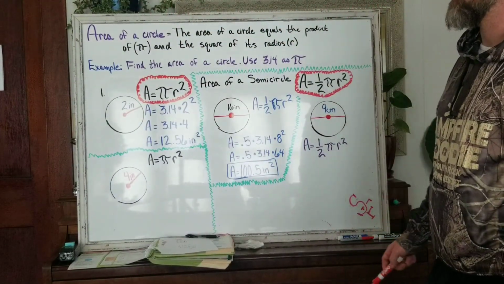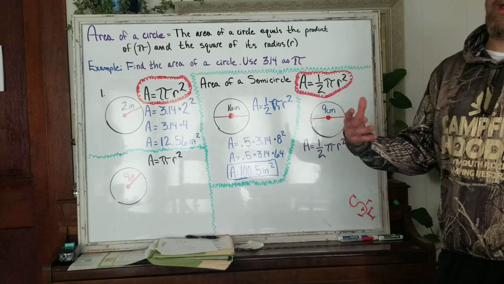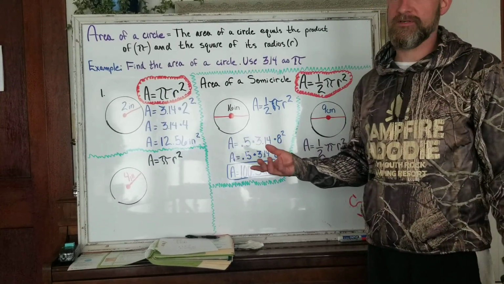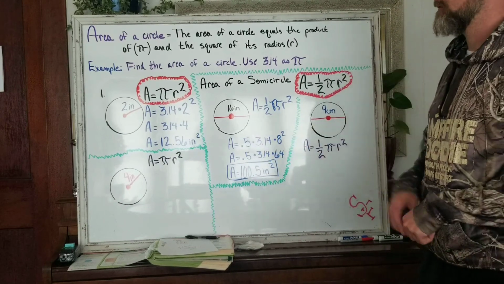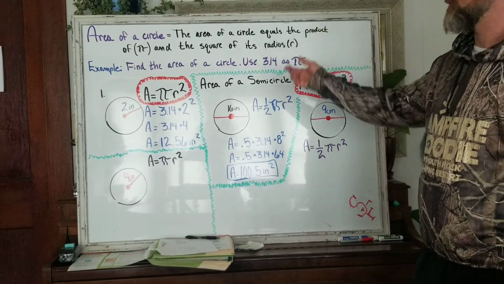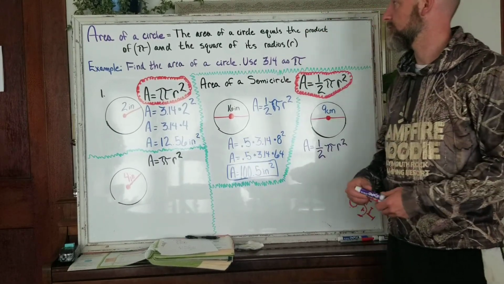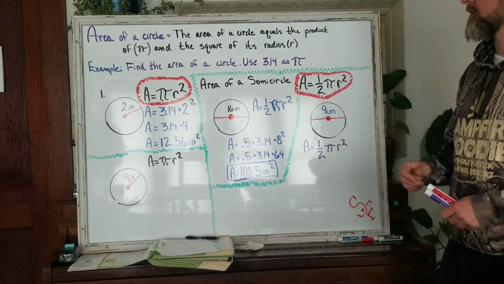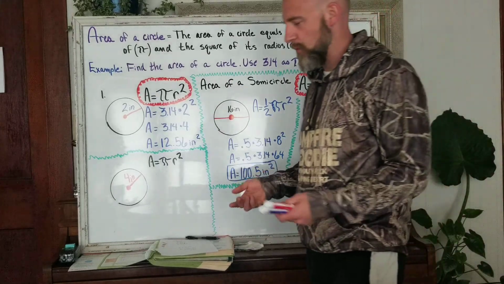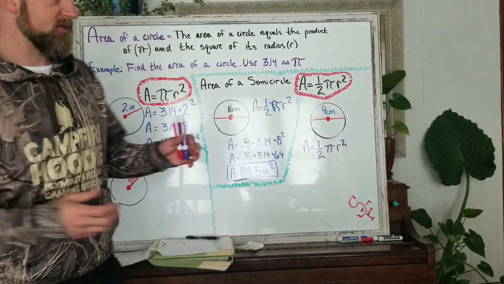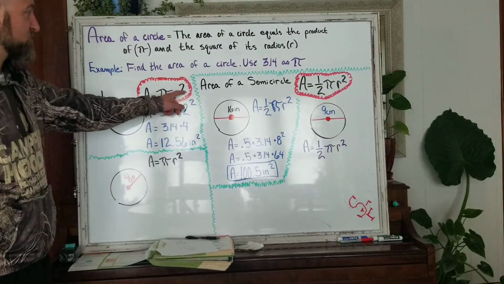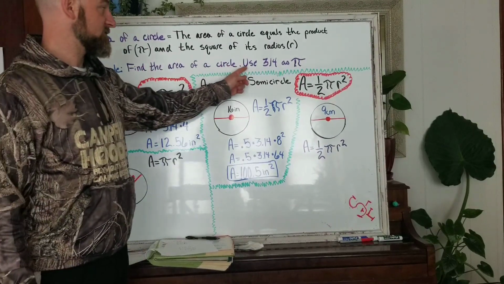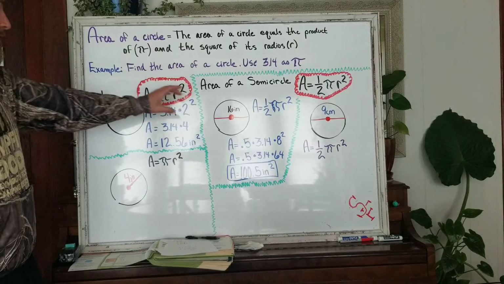Today we're going to continue with circles. We're going to find the area of the circle, and then we're going to find the area of a semicircle, so half of the circle. If you look at the definition, the area of a circle equals the product of pi, 3.14, and the square of its radius. Remember, square, so we have r squared. For the examples, we're going to find the area of a circle, using 3.14 as pi.